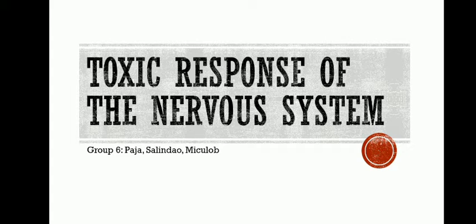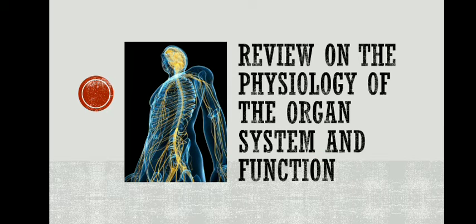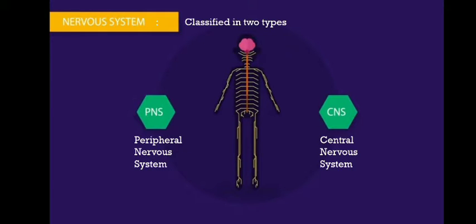Good day, everyone. For today's topic, we will be discussing the toxic response of the nervous system. Review on the physiology of the organ system and function. The nervous system is classified into two types, the peripheral nervous system and the central nervous system. The PNS consists of cranial nerves, spinal nerves, and ganglia, while the CNS consists of the brain and the spinal cord.